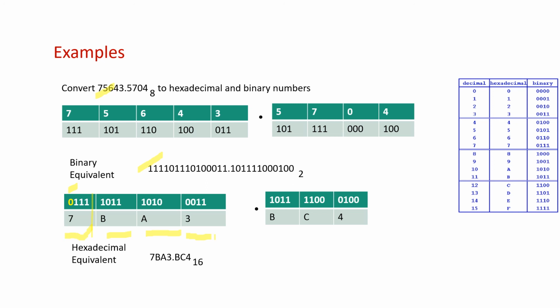And the binary digits on the right of the binary point, again we are grouping them into groups of 4 bits. So it is 1011, 1100, and 0100, and we get the digits BC4. So the hexadecimal equivalent is 7BA3.BC4.